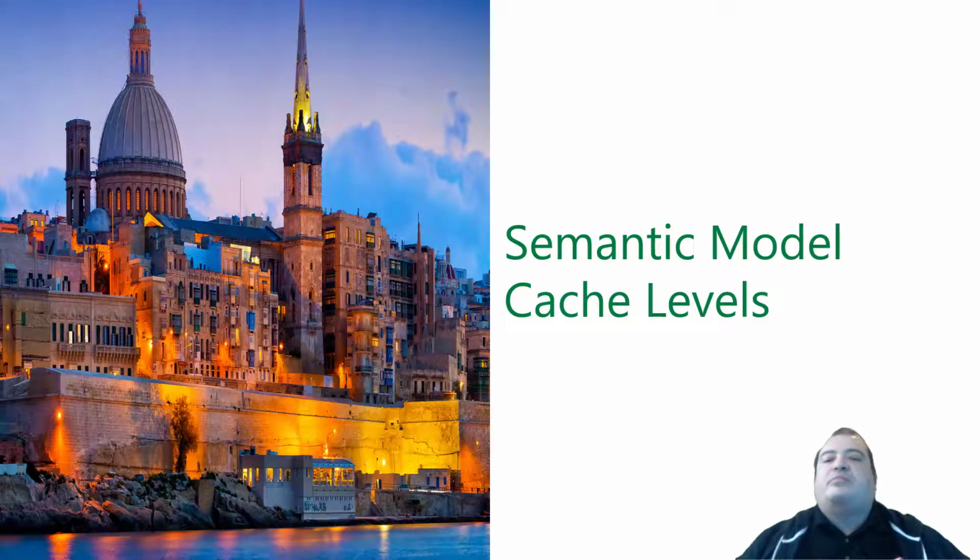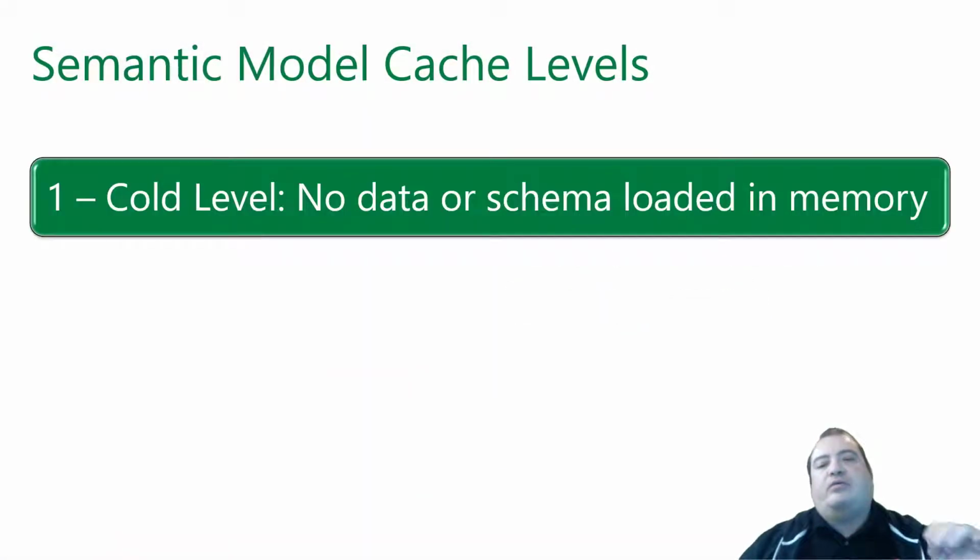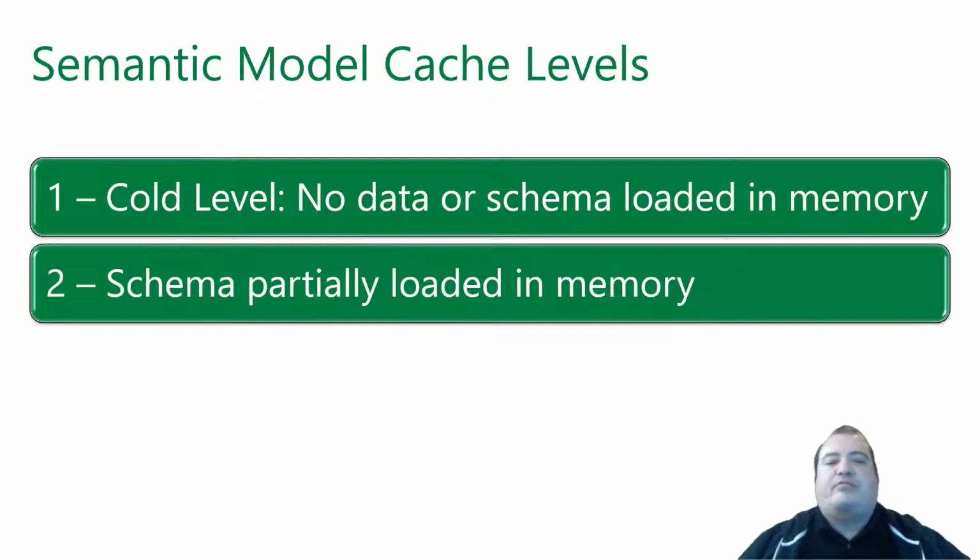Let's talk about semantic model cache levels. To understand the performance comparison, we need to understand the cache levels we can have on semantic models. We can have 4 levels. 1. A completely cold level. No data or schema about the object is loaded in memory. I'm simplifying some details about what is loaded in memory or not, but that's the idea. A completely cold level, the first level.